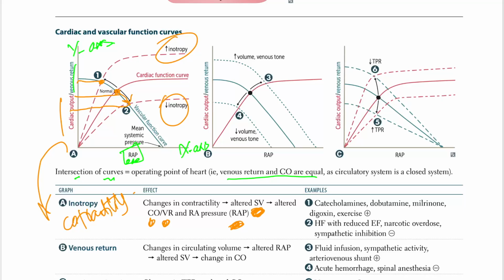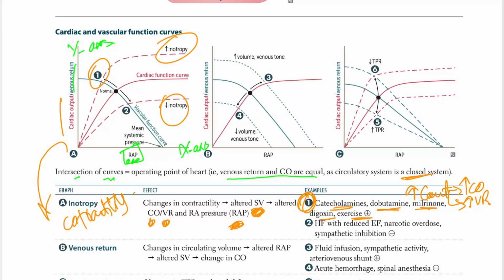So let's read what would increase and what would decrease. Let's look at point 1 right here. Catecholamines would increase the inotropy, the cardiac output, and the venous return. Dobutamine, milrinone, digoxin, exercise. Anything that is increasing the contraction of the heart will cause an increase in cardiac output and an increase in venous return, because it's a closed system as we mentioned, so the more goes out of the heart, the more comes back in, which is venous return, right?